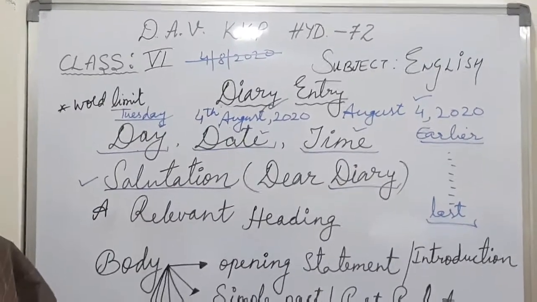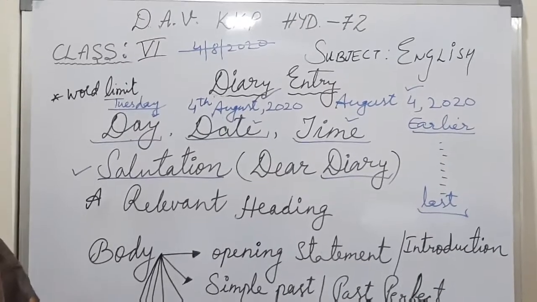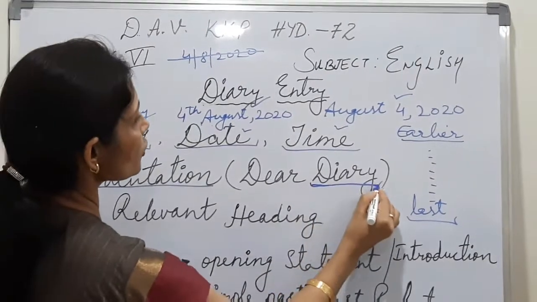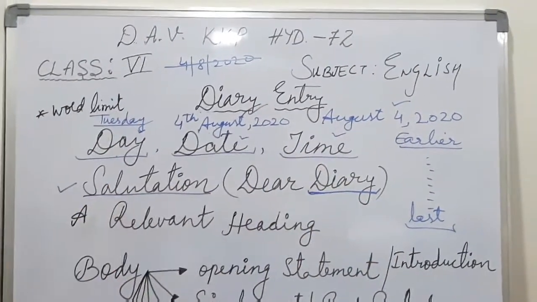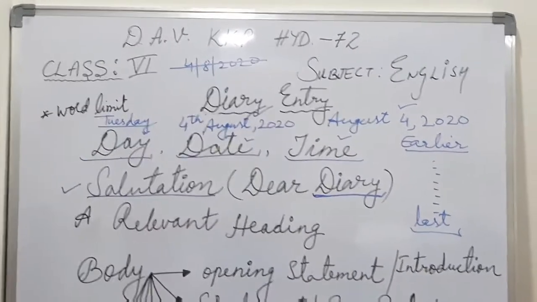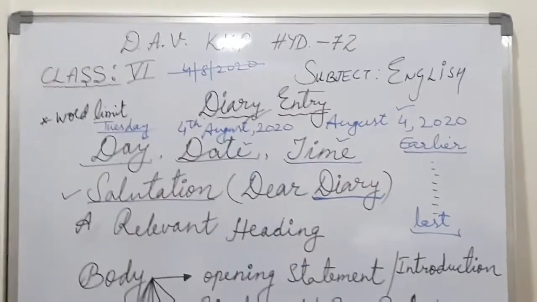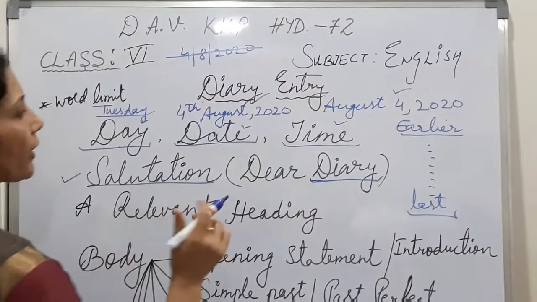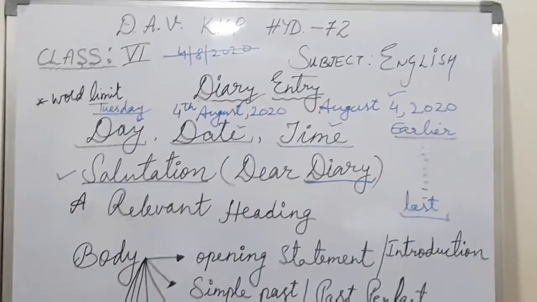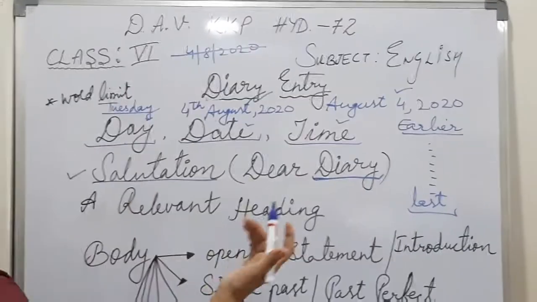If you give a pet name to the diary, it's easier to share your feelings, thoughts and ideas with the diary. That is why I'm saying you can put any pet name here. You might have heard about Anne Frank. Anne Frank was a German diarist. She was a very famous diary keeper, and she used to start her diary with Dear Kitty. She gave the pet name Kitty to the diary. In the same way, if you also want to give a pet name, you can.